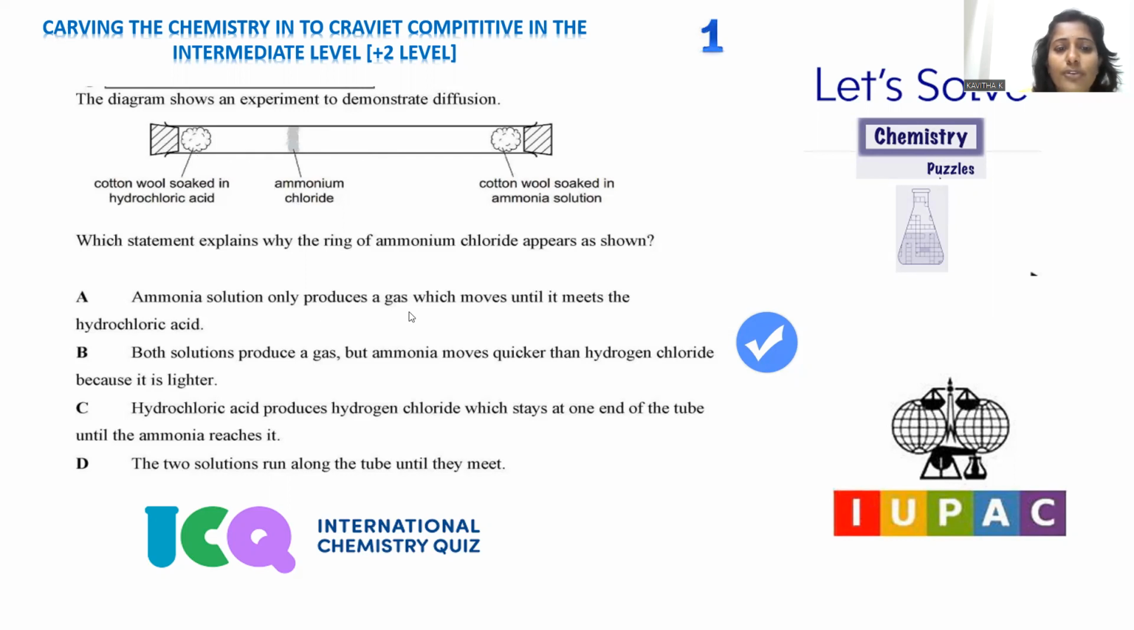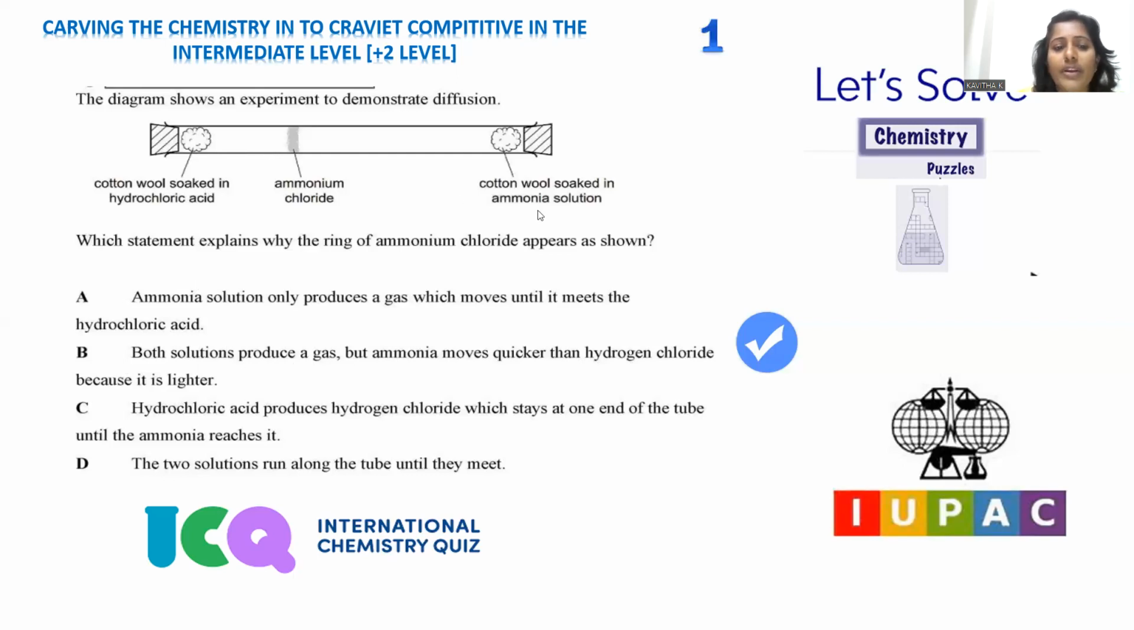Now we have to find what could be the answer. Option: ammonia solution only produces the gas, which moves until it meets the hydrochloric acid. Here, vaporization of ammonia is only possible but not of hydrochloric acid. They are saying like this, but this is not the correct answer. Another option: both the solutions produce gases, but ammonia moves quicker than hydrogen chloride because it is lighter. This is the correct answer with regard to the experiment provided.